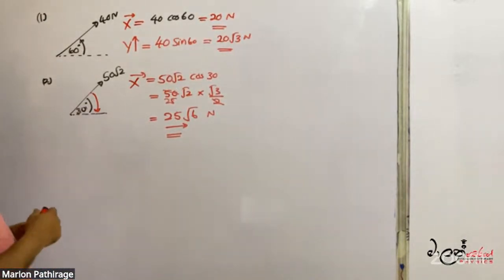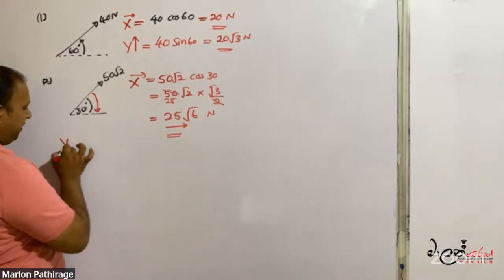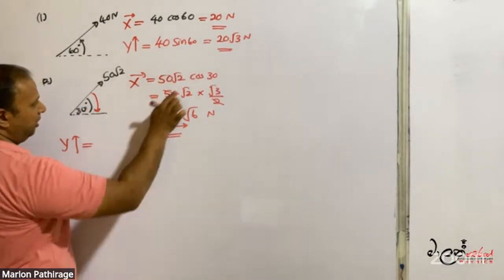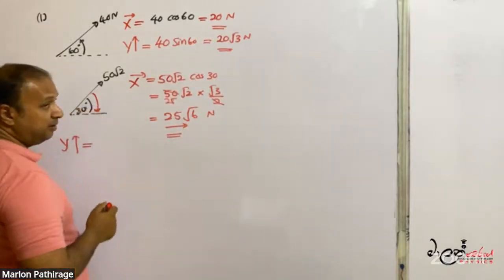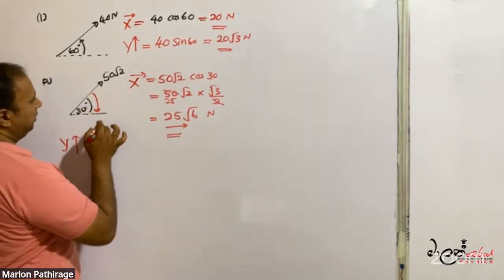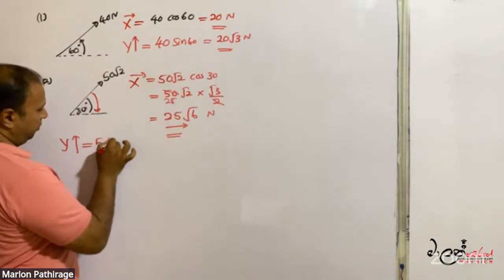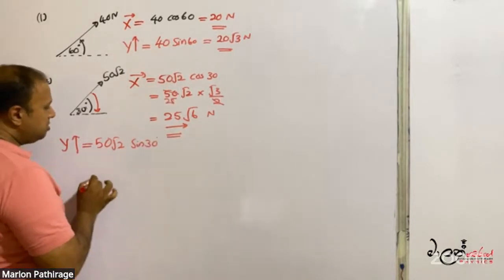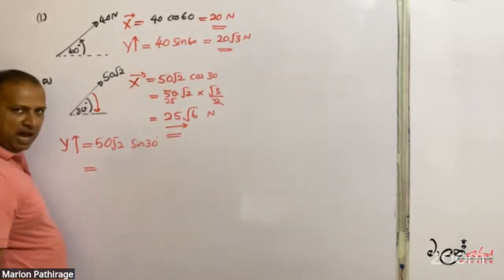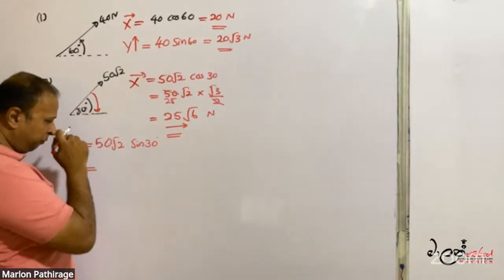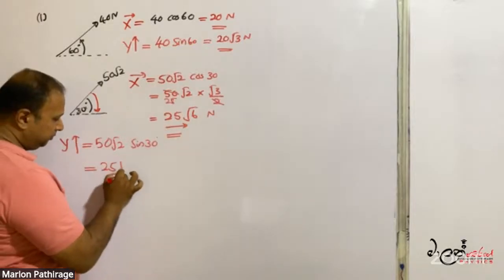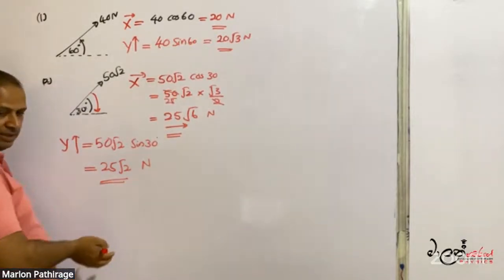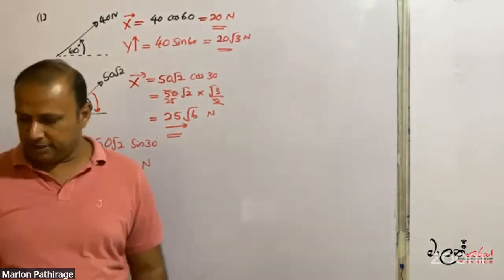Okay. Then y component. Y component should be in upward direction. If this one is cos, the other one should be sin. 50√2 sin 30. Sin 30 means half. 50 into half means 25√2 Newton. This is in upward direction.